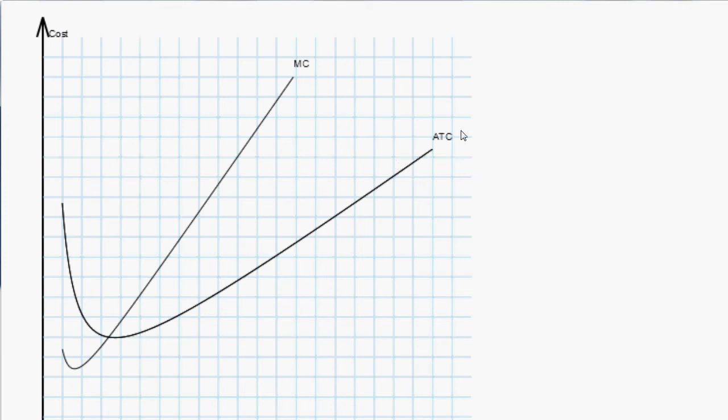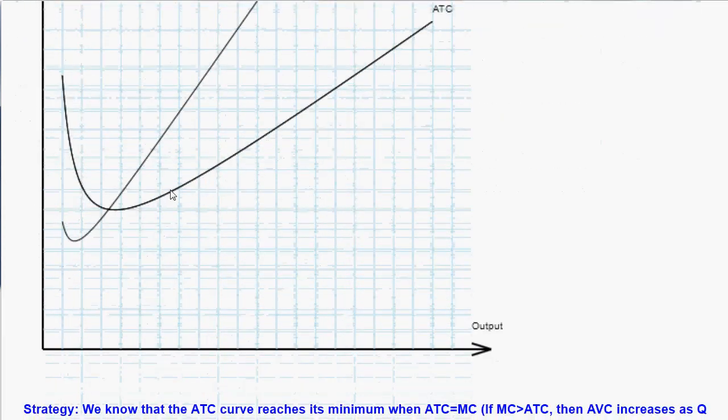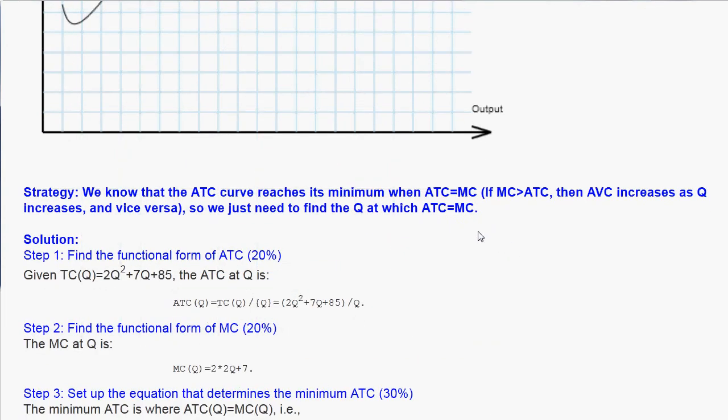That's what I mean by using the average marginal rule, or in other words, we must use the condition that MC equal to ATC to find the lowest point of the ATC curve. So all we need to do is to set ATC equal to MC. Then the first step is to find ATC and MC. By find, I mean to write down their expressions, not to find their exact values.